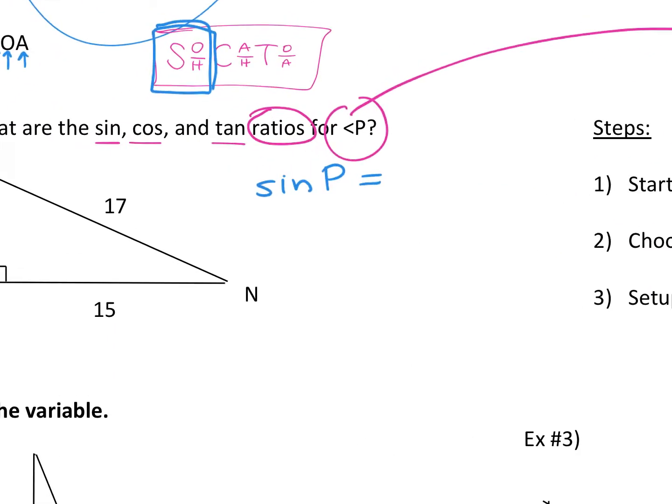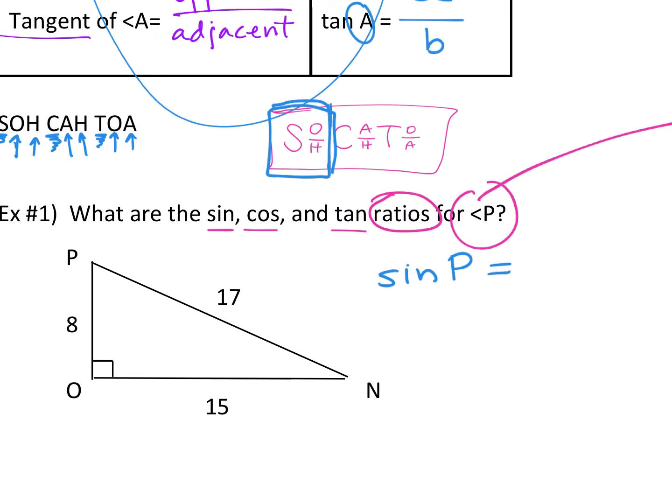So I'm going to take the opposite over the hypotenuse, starting at what letter? Starting at P. So I'm starting from right here. From P, what side is opposite? 15. Across from P is 15. So it's opposite over what? 17. Hypotenuse. Your hypotenuse is always across from the 90. Sine P is 15 over 17. Okay, so that's the sine P ratio.